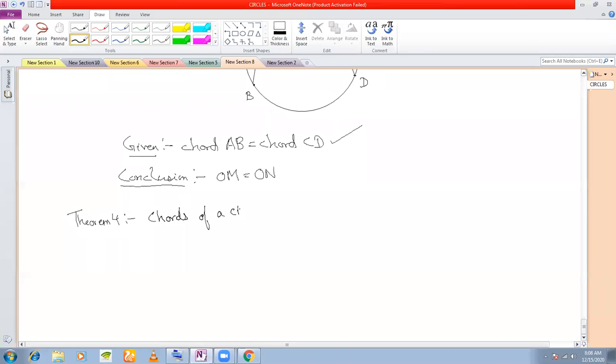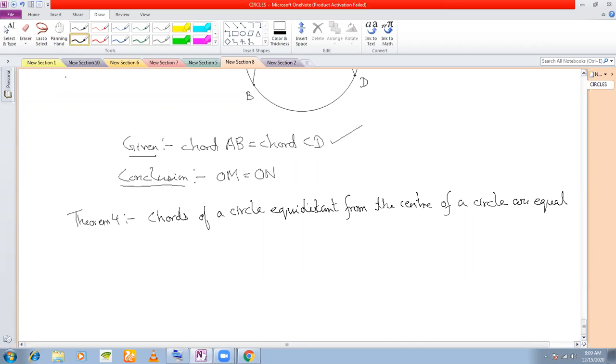of a circle equidistant from the center of a circle are equal.